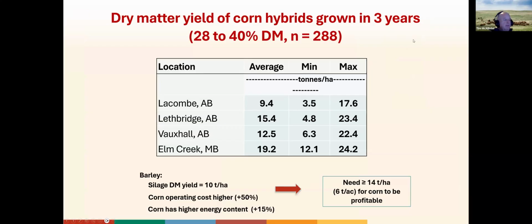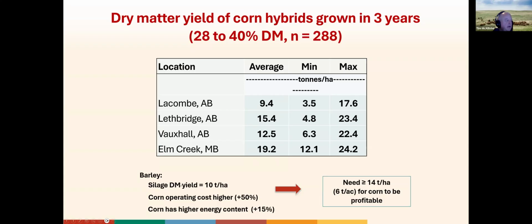The dry matter yield of corn hybrids, this is the work where we looked at this, just sort of illustrates that. I think Vern Barron was involved in this work as well as Karen Boschman, where they showed that the yield average in Lacombe is on the low side, with a maximum yield in a good year of up to 17.6 tons per hectare. Lethbridge has a more consistently higher yield because of our higher heat units, as well as the irrigation would help with that. Up to 15.4 tons. Vauxhall, similar. Elm Creek, Manitoba, even higher. So all those are higher averages as a result of more favorable growing conditions matching the corn.